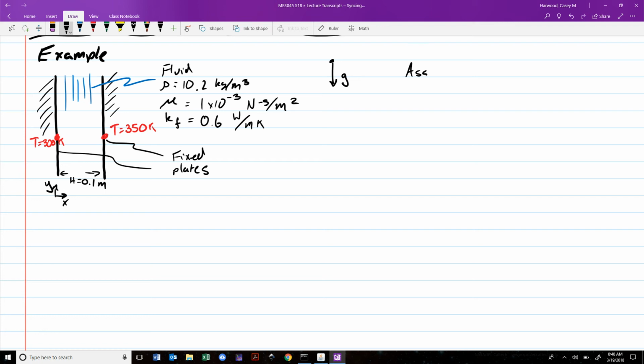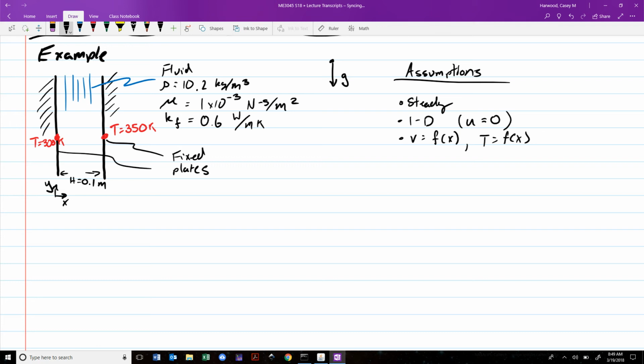That should be everything. Our assumptions to simplify our problem solving include the usual steady state, two-dimensional, or really one-dimensional, where this means that u is equal to 0. And so we end up with v a function of x only, and T a function of x only. And we'll assume that the pressure is uniform in y. That is, the pressure is not varying from top to bottom.